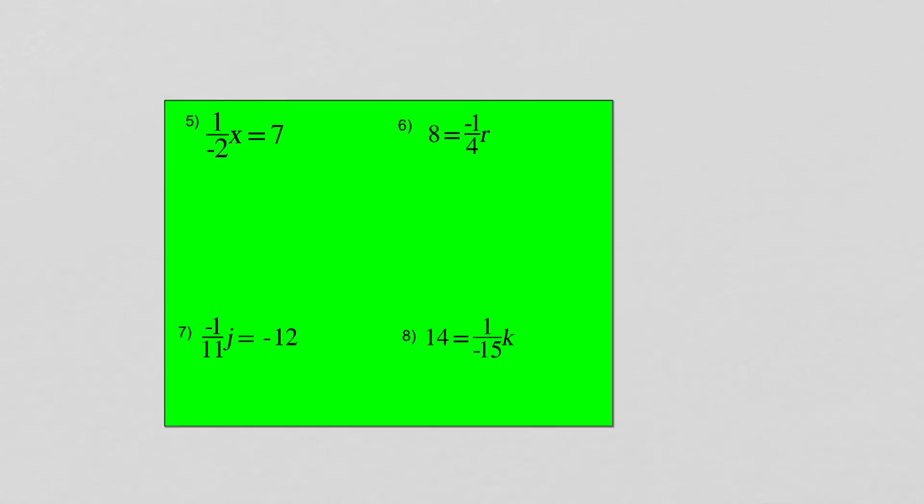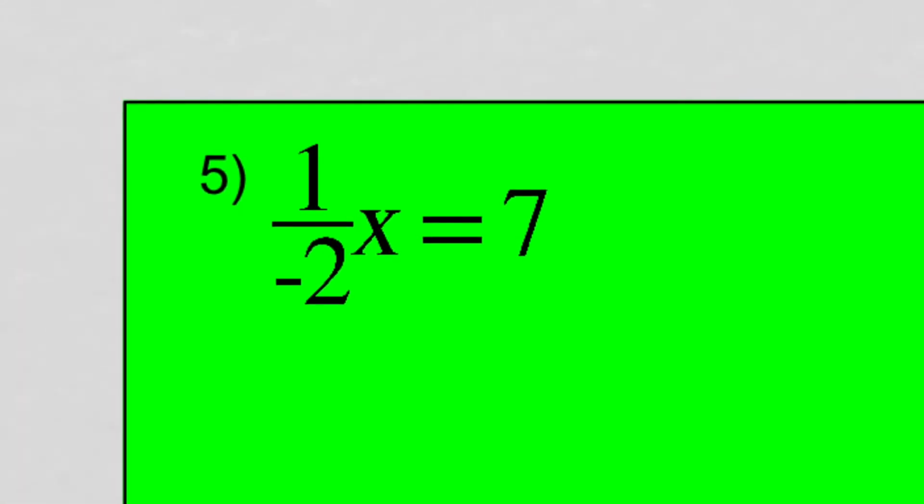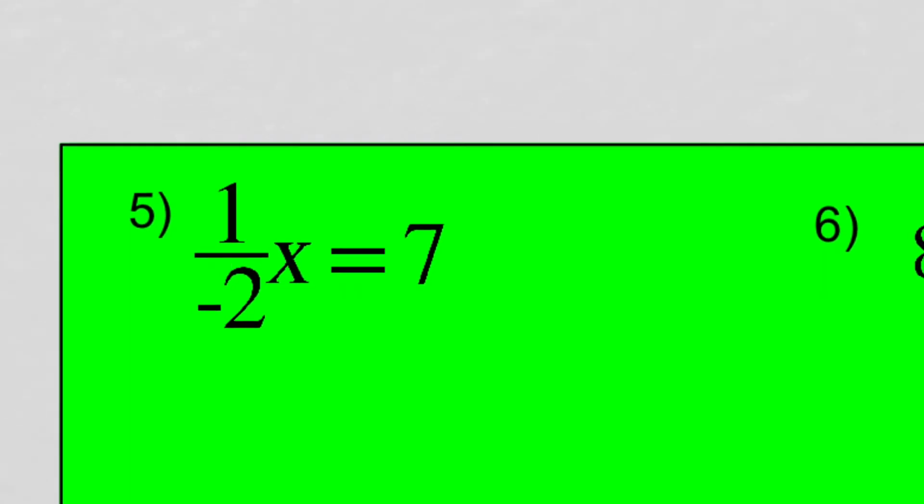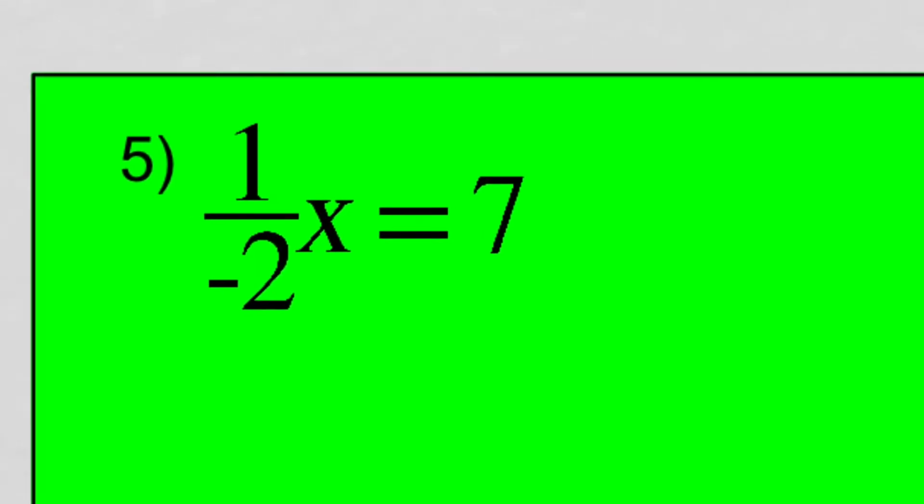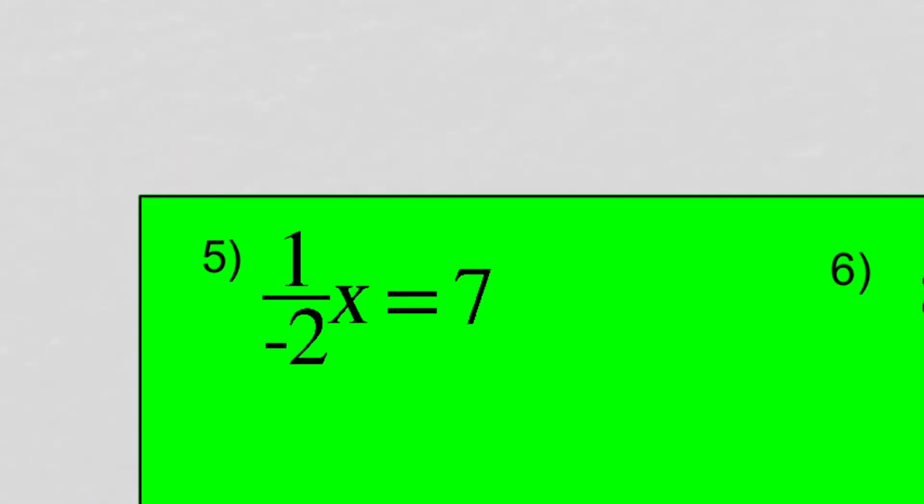Ones that have fractions in them. Now, what we have to remember here is that fractions are the same as divide. So a half x equals 7, but the 2 in the half is negative. It's like negative half x. Now, really, it's the same as saying x divided by negative 2 equals 7.